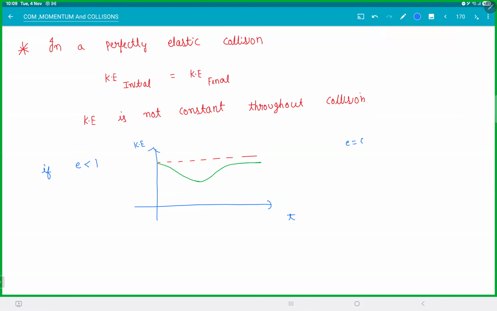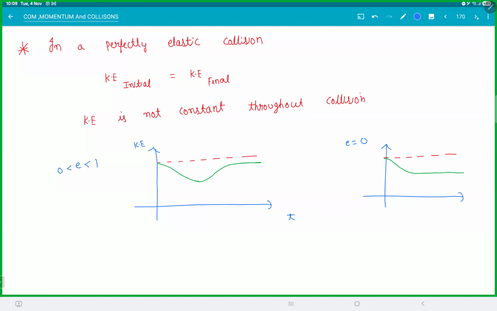If suppose e is equal to 0, then your graph will look like this. The kinetic energy will decrease and become constant. It will not recover at all. You're getting how the kinetic energy graph will change? So if e is less than 1 but greater than 0, it will recover a bit. If e is equal to 1, you come back to the same level. This is only for the kinetic energy graph. The total energy will be kinetic plus deformation, if you count deformation as an energy stored. So that will remain constant.